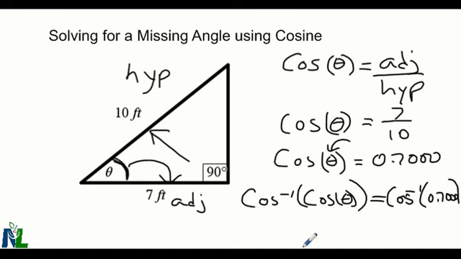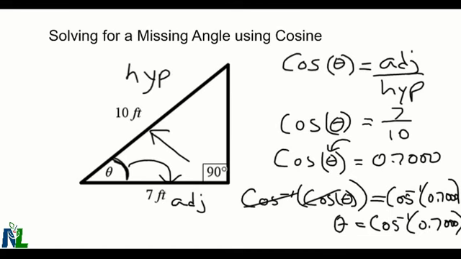And from there, inverse functions or opposite functions, they cancel. And we're left with theta is equal to cosine to the minus 1 of 0.7000. Now, on your calculator, you're going to find that cosine to the minus 1 is normally written directly above the cosine key. And to access cosine to the minus 1, you're probably going to have to press the second function and the cosine button to get cosine to the minus 1.